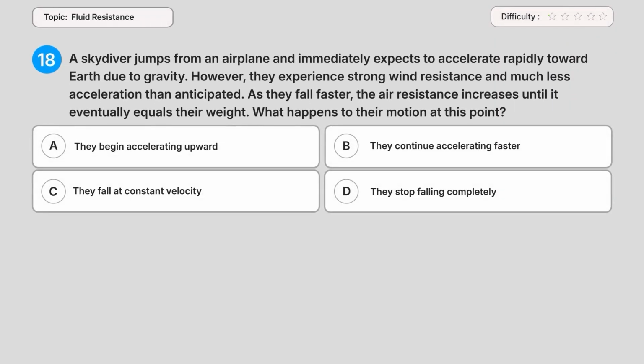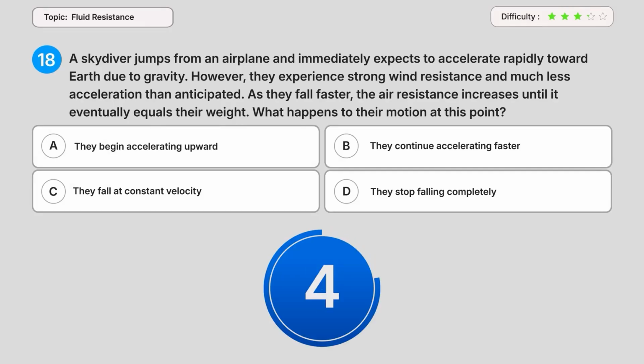18. A skydiver jumps from an airplane and immediately expects to accelerate rapidly toward Earth due to gravity. However, they experience strong wind resistance and much less acceleration than anticipated. As they fall faster, the air resistance increases until it eventually equals their weight. What happens to their motion at this point? A. They begin accelerating upward. B. They continue accelerating faster. C. They fall at constant velocity. D. They stop falling completely.